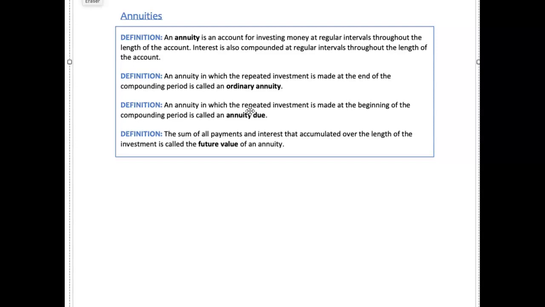An annuity in which the repeated investment is made at the end of the compounding period is an ordinary annuity. An annuity in which the repeated investment is made at the beginning of the compounding period is an annuity due. The sum of all payments and interest that accumulated over the length of the investment is called the future value of an annuity.